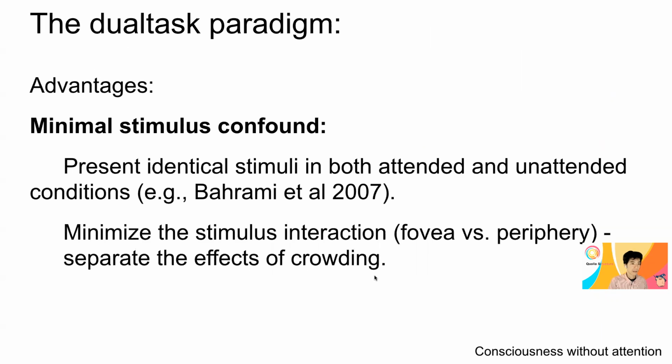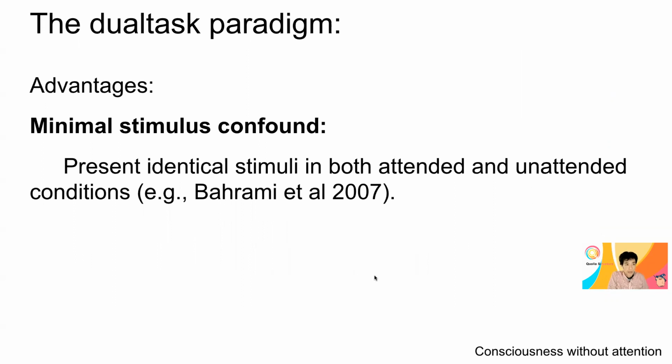So just to come back, in terms of minimum stimulus confound, they allow identical stimuli in both attended and unattended conditions. Remember Bahrami's experiment. The difference between attended versus unattended is only the instruction, right? And the stimulus itself is coming to the brain in the same way. Dual task is basically that. So whether you are doing only one task or the other, or both at the same time, stimulus input has to remain the same.